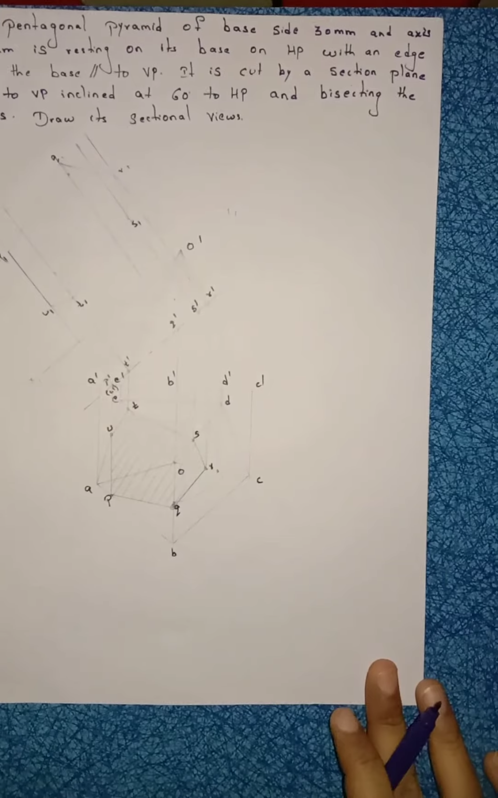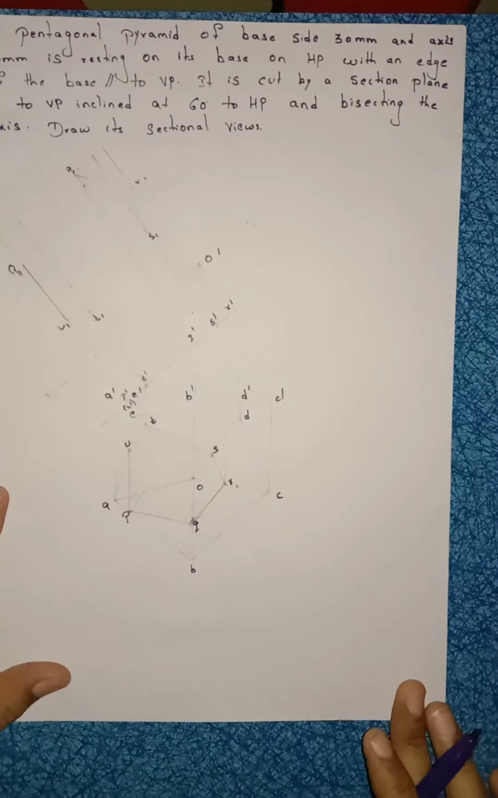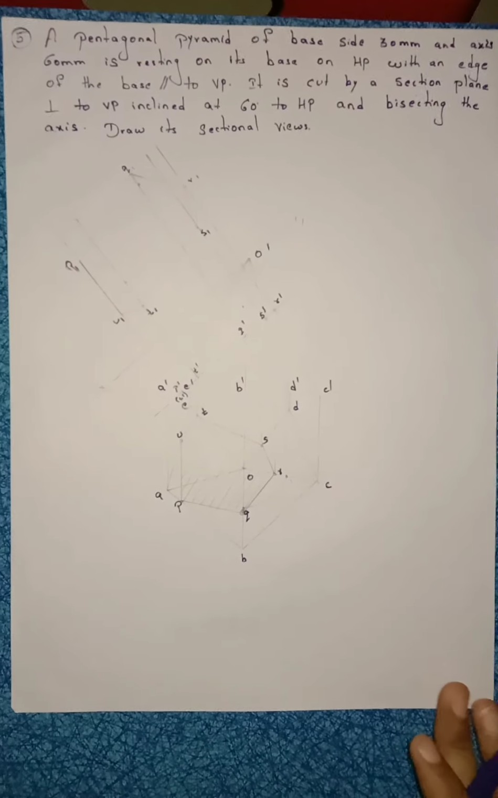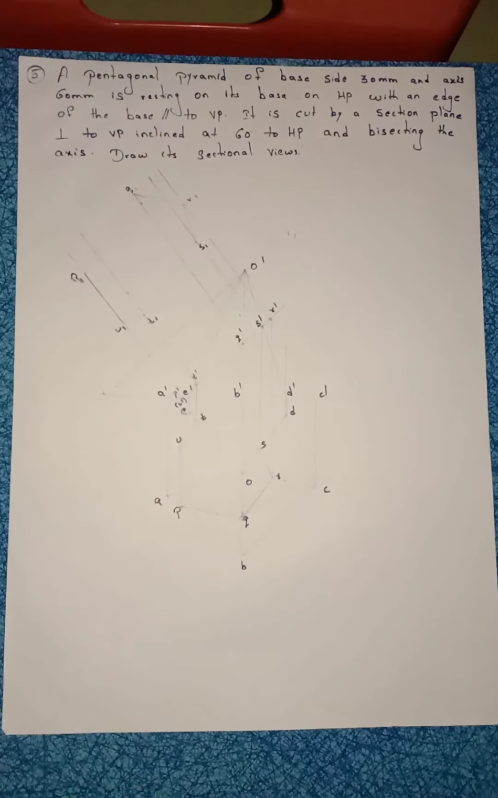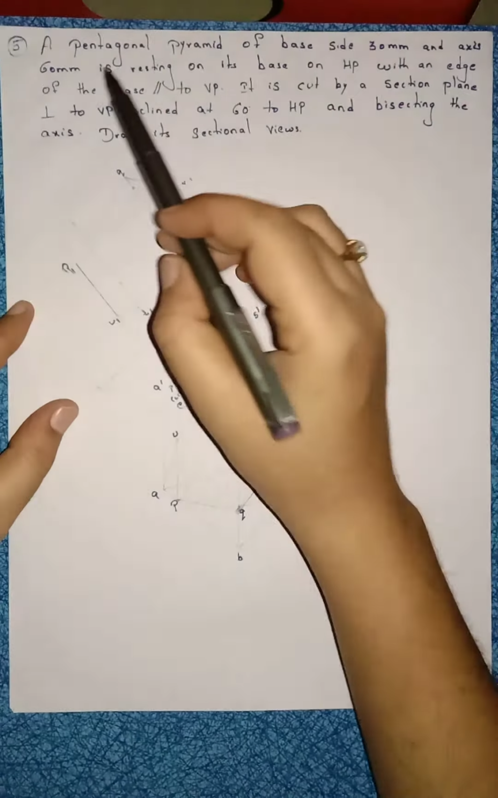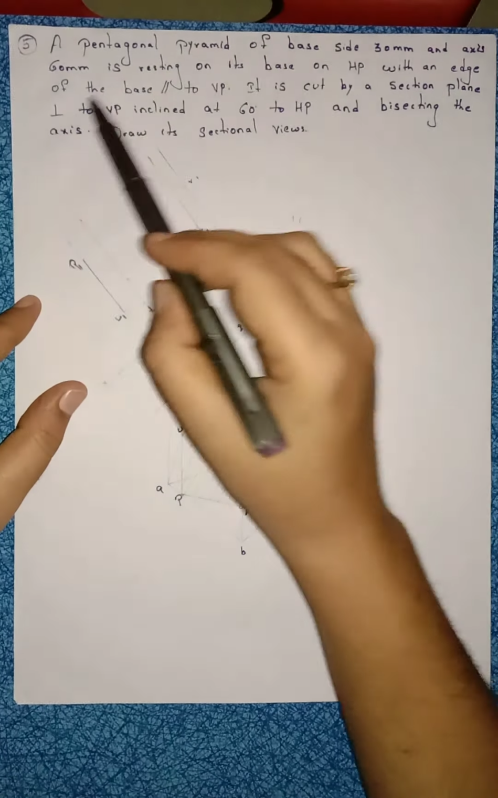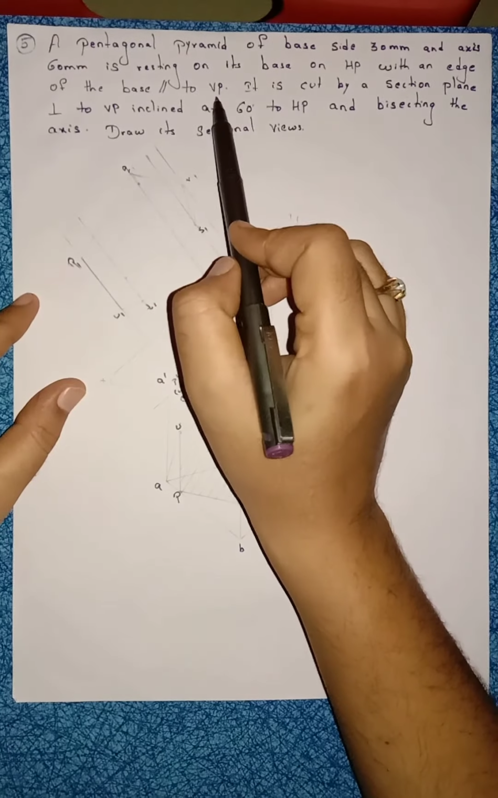This is your problem number 4. Let's see problem number 5. What is the question? A pentagonal pyramid of base side 30 mm and axis 60 mm is resting on its base on HP with an edge of the base parallel to VP.